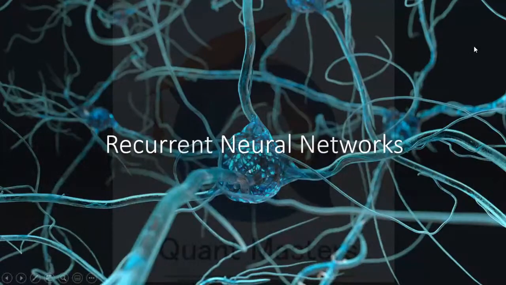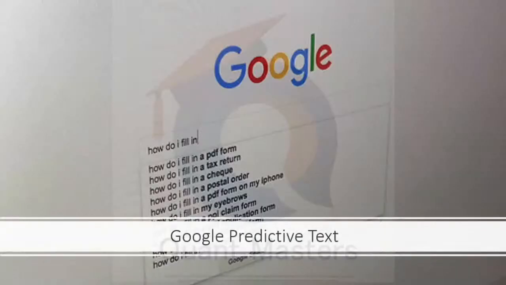So this is where we see all these things in the real world. Another, as I pointed out, a very simple example. How do I fill in a? You get to see that using Google predictive text. Even in your phone, you have these predictive texts with Google using the same thing.